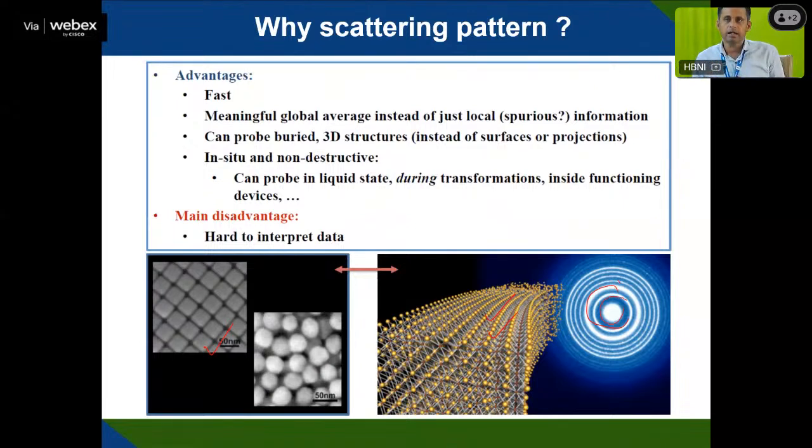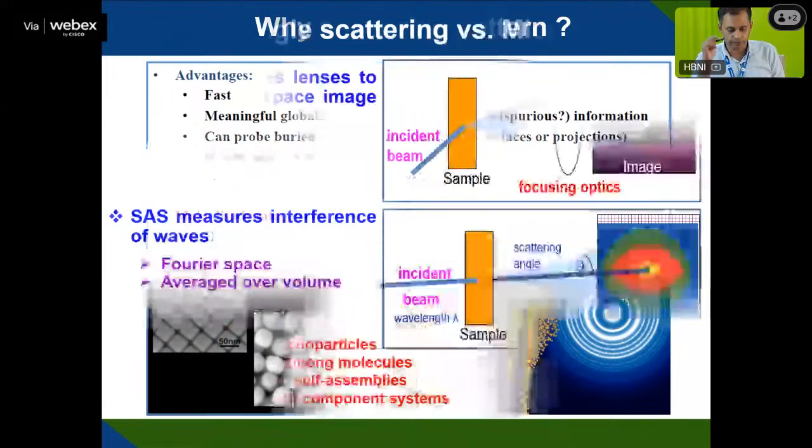The main disadvantage of this scattering technique, whether X-ray or neutron, is the difficulty in the interpretation of data. You need a proper model to fit your data, and then the interpretation of results will be quite difficult.